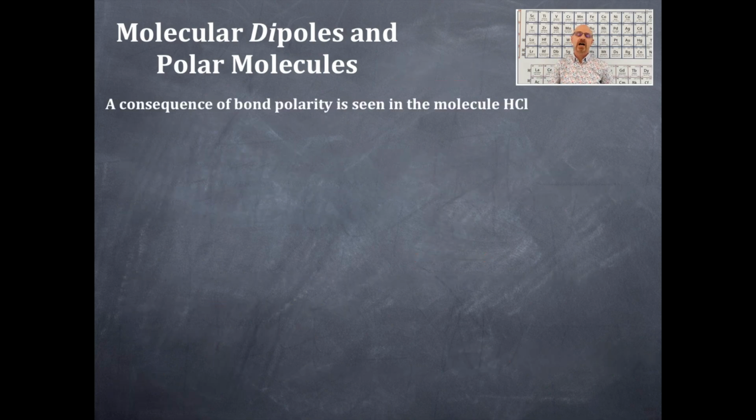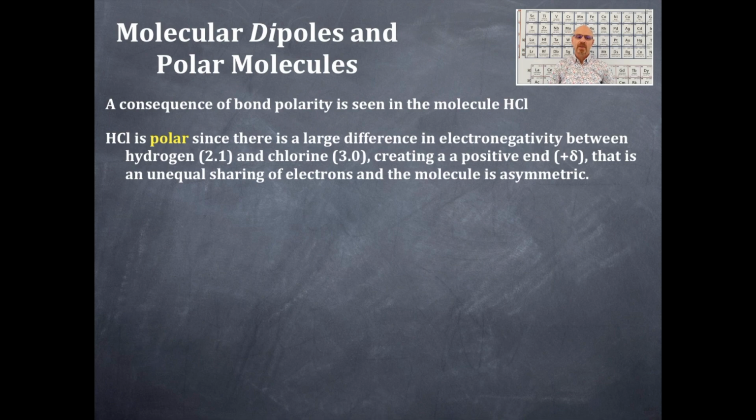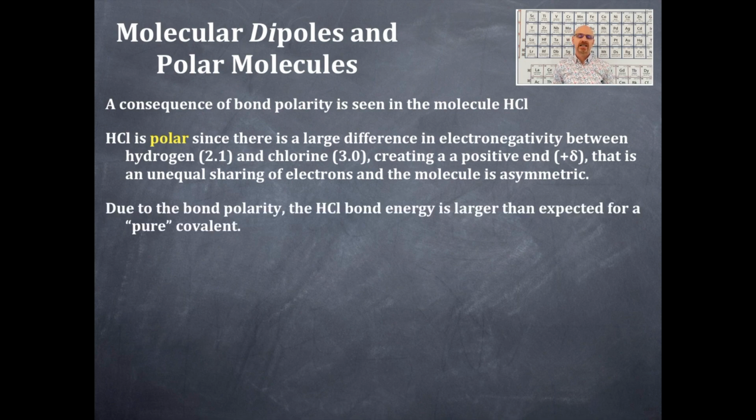We are not done. A consequence of bond polarity is seen in the HCl molecule. That's hydrochloric acid, HCl(aq). HCl is polar since there is a large difference in electronegativity between the hydrogen at 2.1 and chlorine at 3.0, creating a positive end, that is an unequal sharing of electrons, and the molecule is asymmetric. So the positive end is at the hydrogen, the negative end is at the chlorine, because chlorine is more electronegative, so it's going to draw the electrons within that bond towards itself. That's that asymmetry in bonding.